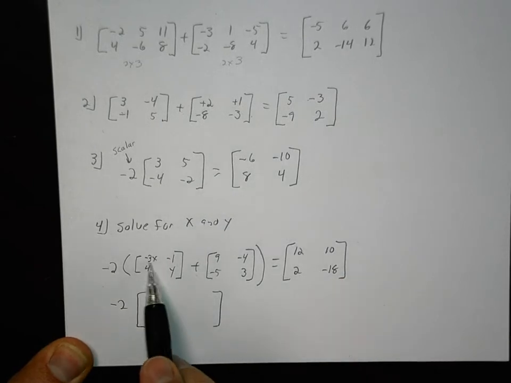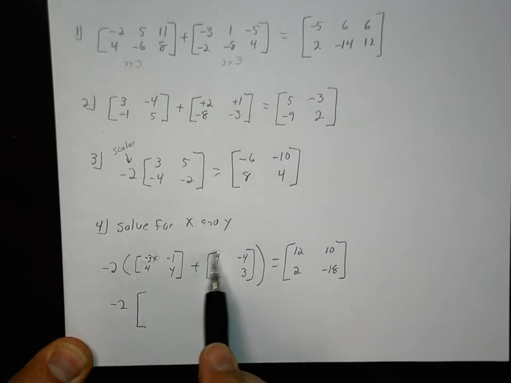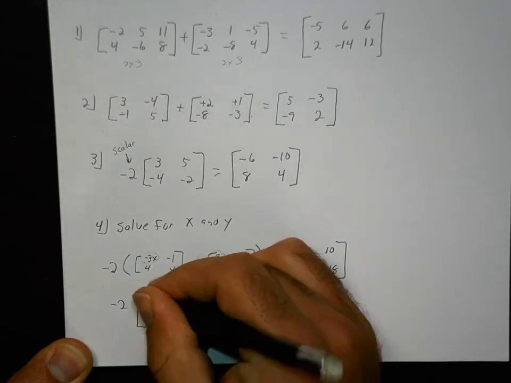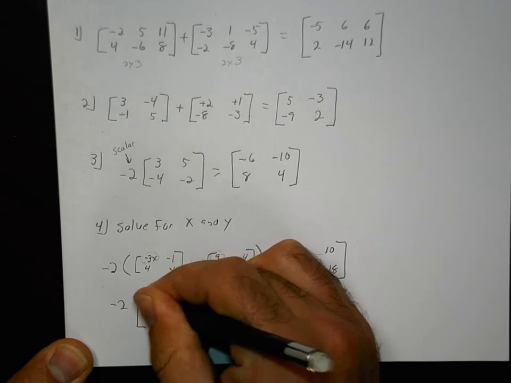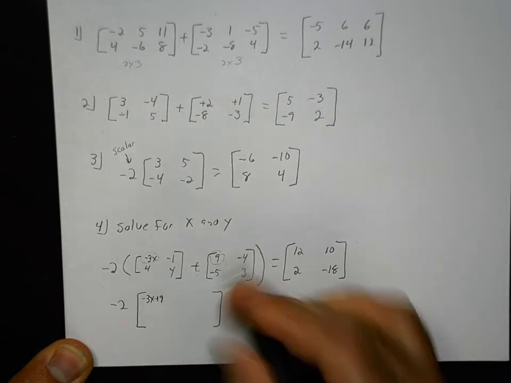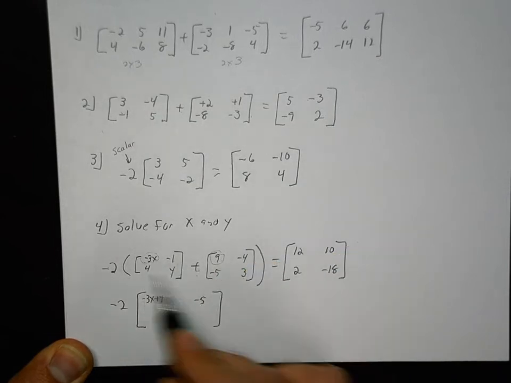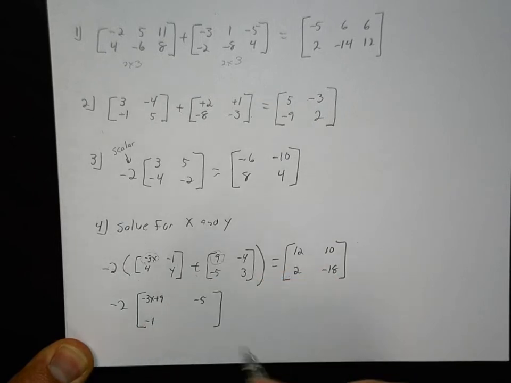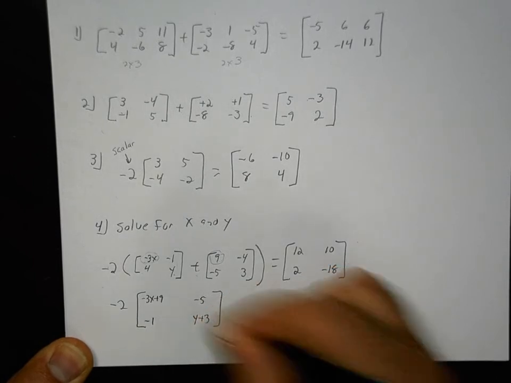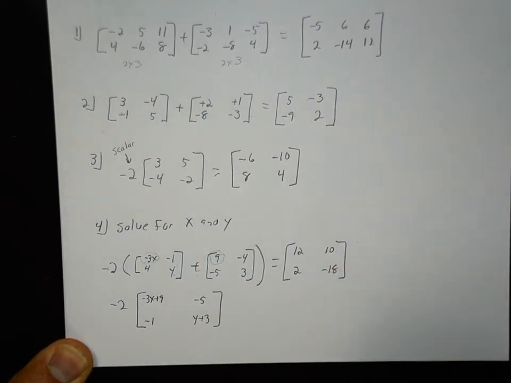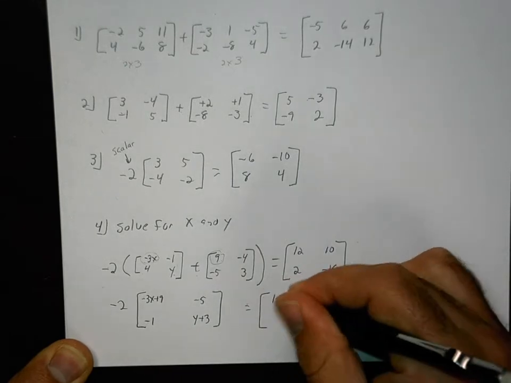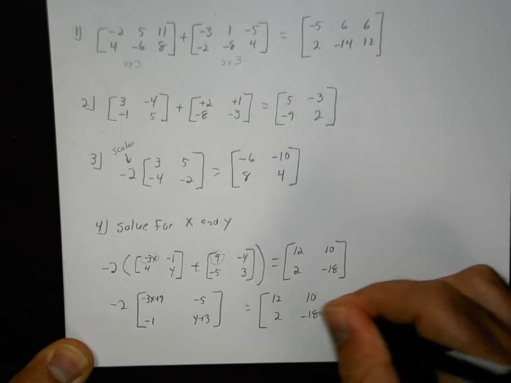So when I add -3x to the same corresponding member of the other matrix, I get a -3x plus 9. I just write that as an expression. Okay. When I add -1 plus -4, I get -5. 4 plus -5 is -1. And then I have y plus 3. Okay. That's equal to this other matrix here.